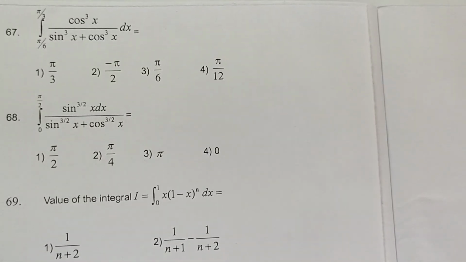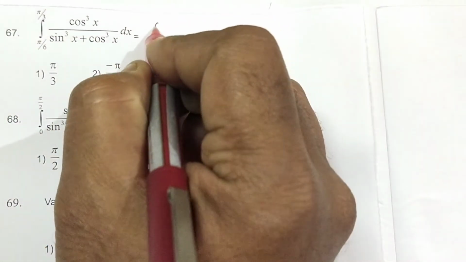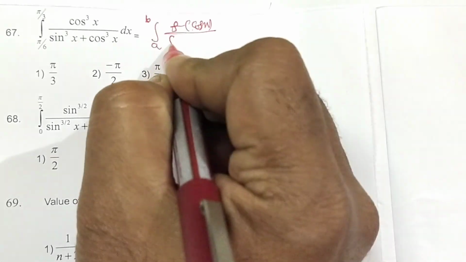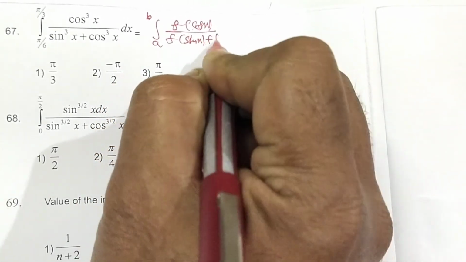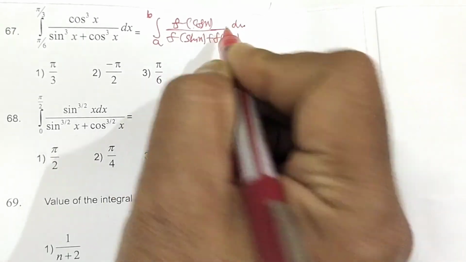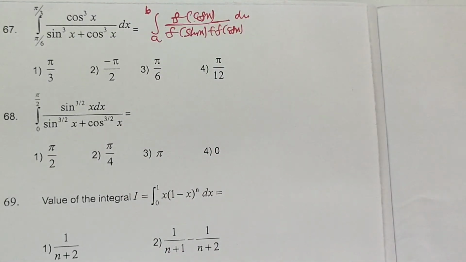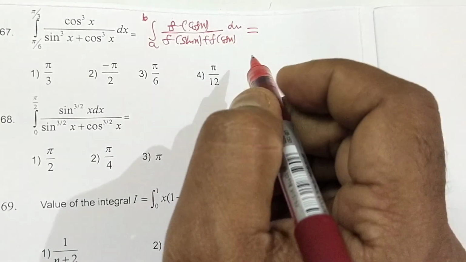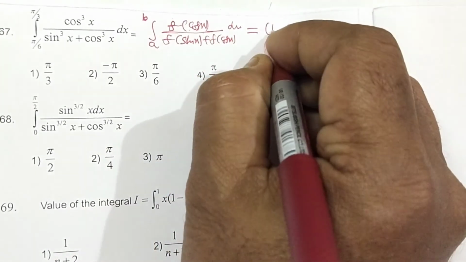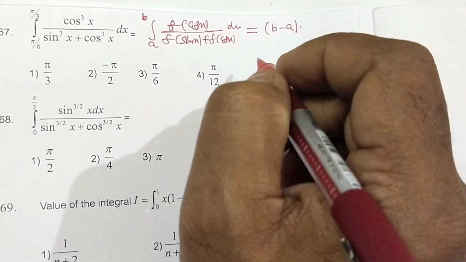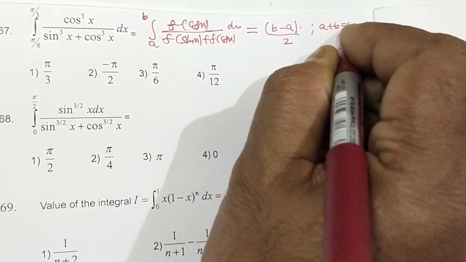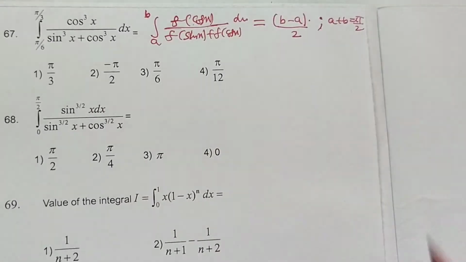Next question. For 67, 68, which both are shortcut formulas. Integral a to b f of cos x by f of sin x plus f of cos x into dx. You can always write the answer as b minus a by 2. When we have to write like this, a plus b should be equal to pi by 2. Here conditions apply: a plus b equal to pi by 2.